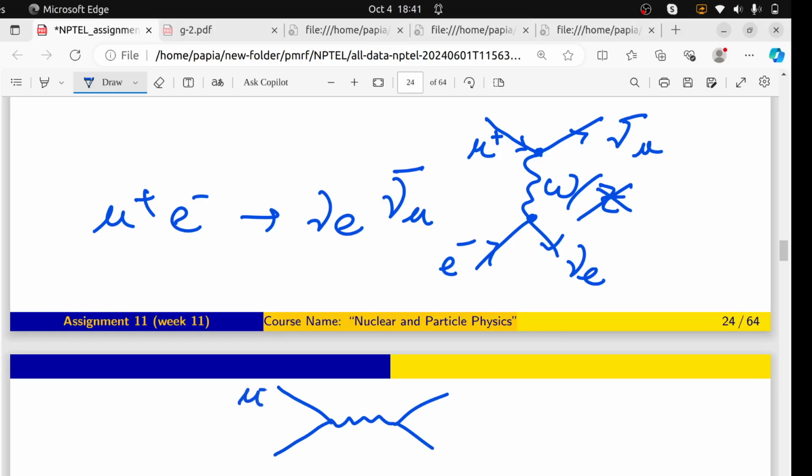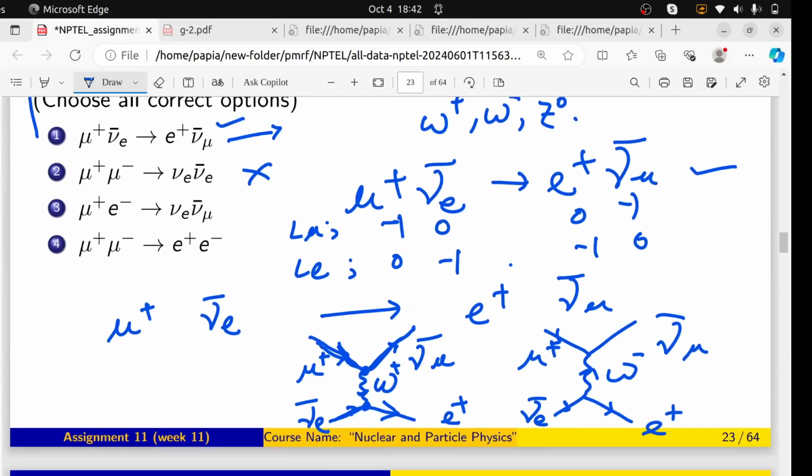So mu plus, E minus, Z, mu, E, mu 1. But the thing is that here in that vertex, electric charge is fine, conserved, but lepton number is not conserved anymore. Okay? So this is not correct. Again, this interaction is fully W mediated. So option number C is again fully W mediated.